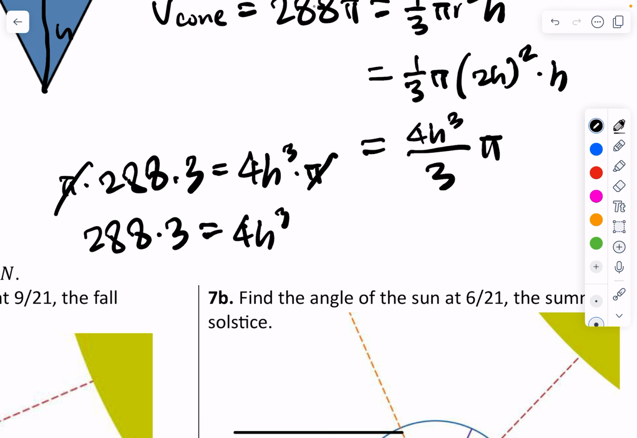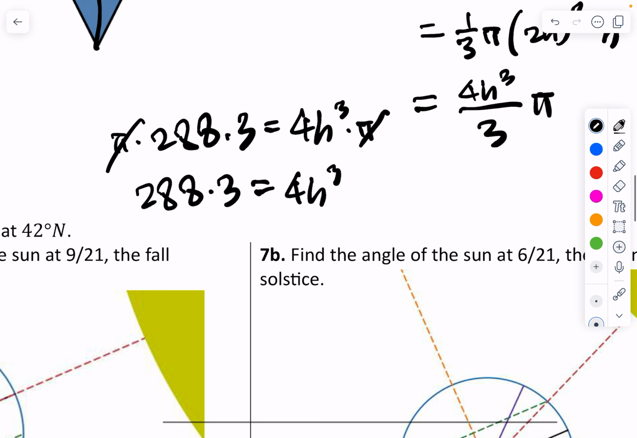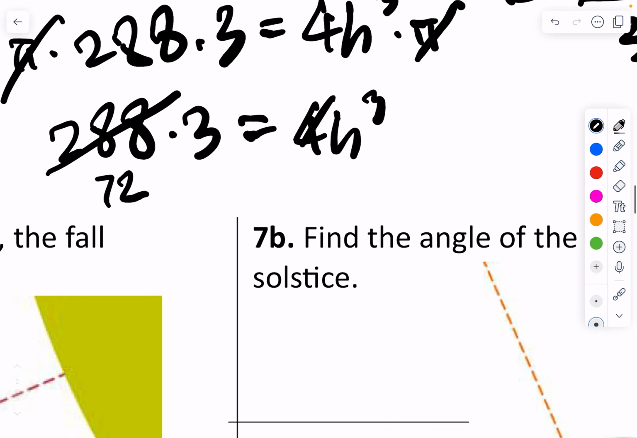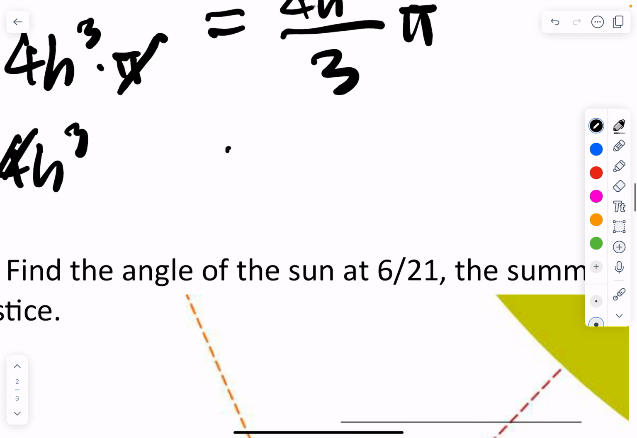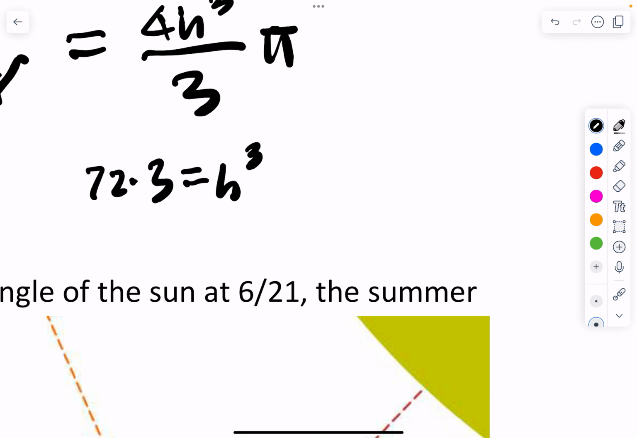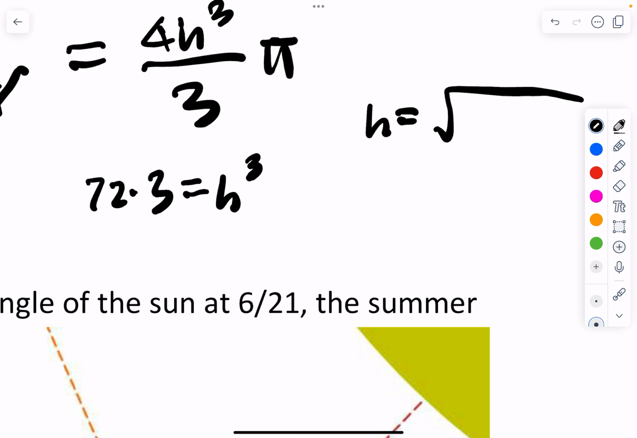Again, here, do not take 288, multiply it by 3, and then divide by 4. Try to simplify first before you do a calculation. So we would want to cancel the 4's out because 288 is actually a multiple of 4, and you would get that this is equal to 72. So now you have 72 times 3 is equal to h cubed. And then there's something pretty simple you can do, which is you can just say that h is equal to the cube root of this.